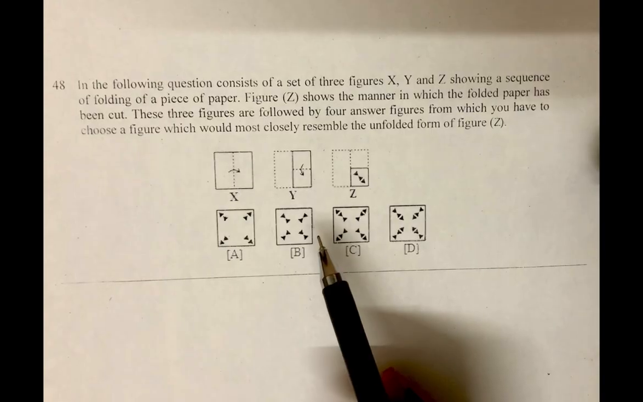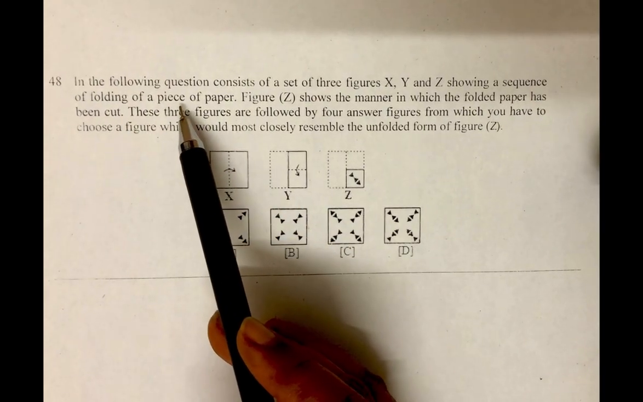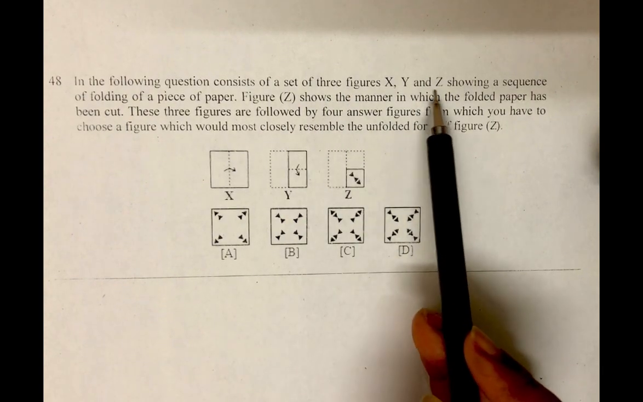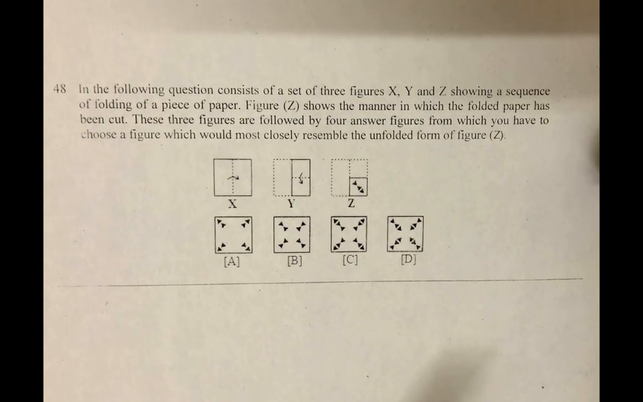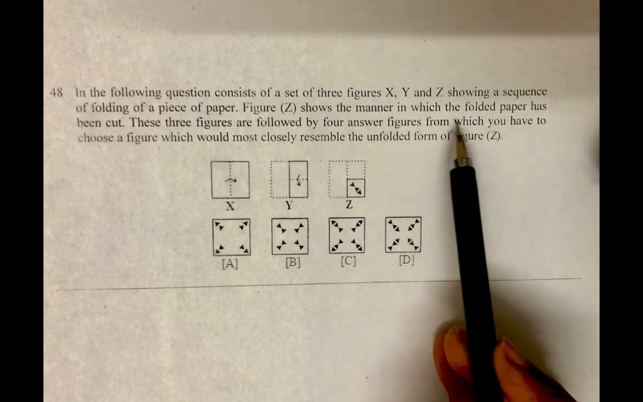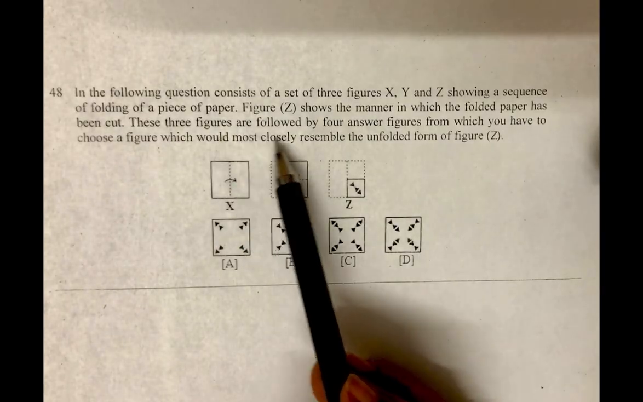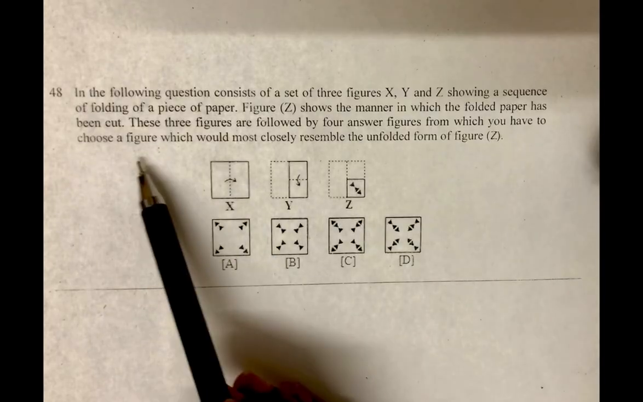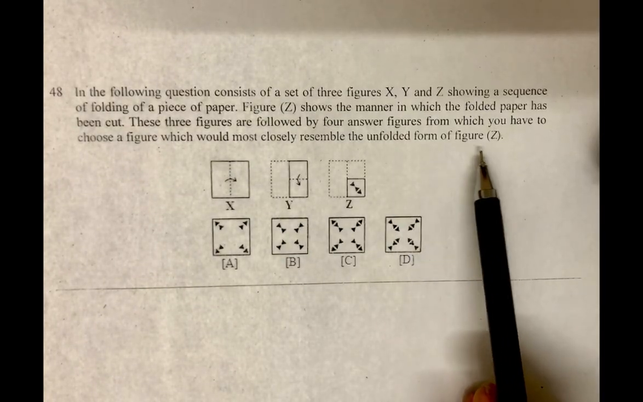Now look at question number 48. The following question consists of a set of 3 figures X, Y and Z showing a sequence of folding of a piece of paper. Figure Z shows the manner in which the folded paper has been cut. These 3 figures are followed by 4 answer figures from which you have to choose a figure which would most closely resemble the unfolded form of the figure.